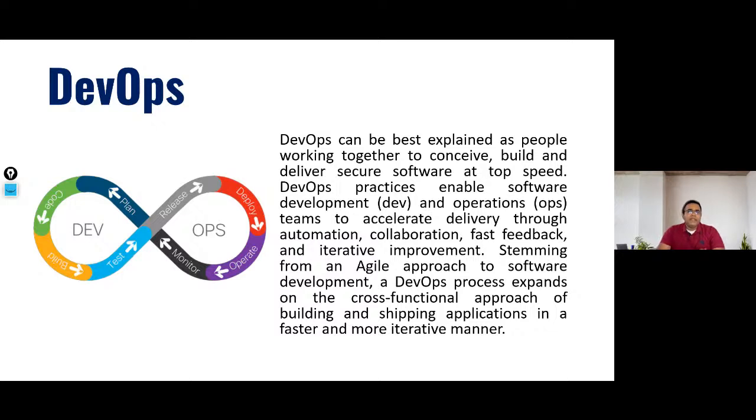So what do we mean by DevOps? Before going into DevSecOps, because without DevOps, there'll be no DevSecOps. DevOps can be explained as people working together to conceive, build, and deliver secure software at top speed. DevOps enables software development and operations teams to accelerate delivery through automation, collaboration, fast feedback, and iterative improvements. Stemming from the agile approach to software development, a DevOps process expands a cross-functional approach of building and shipping applications in a faster and more iterative manner.